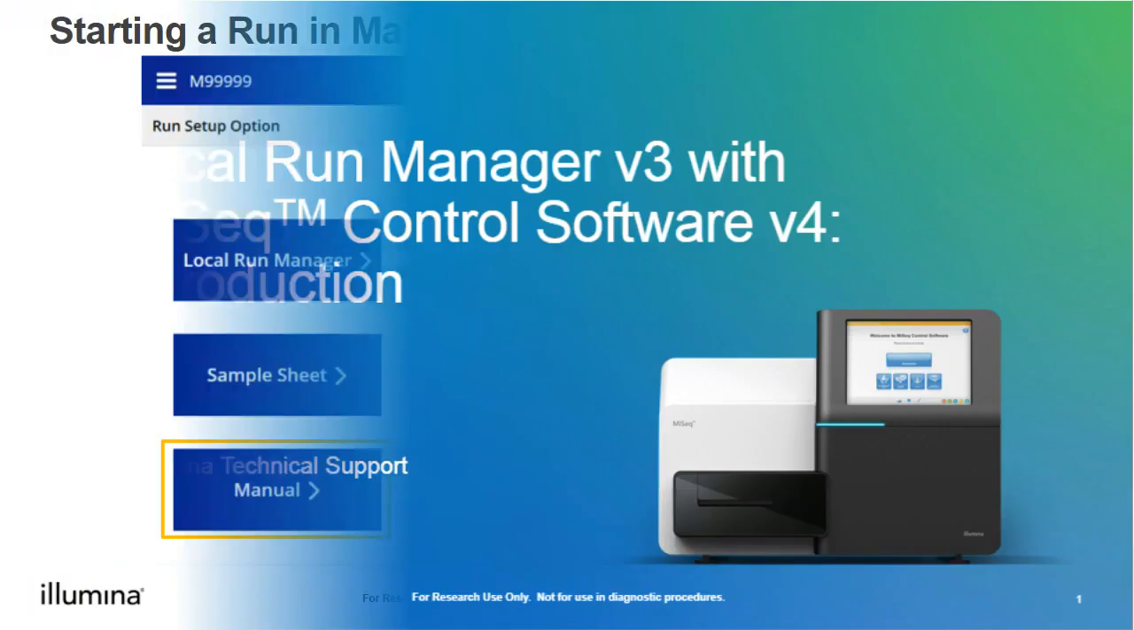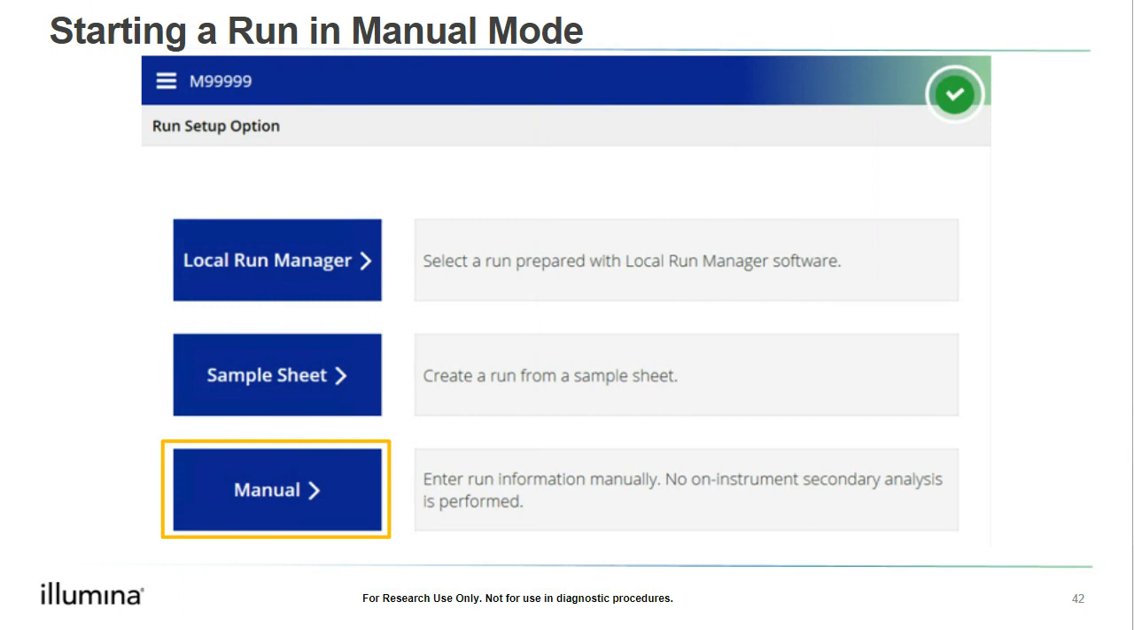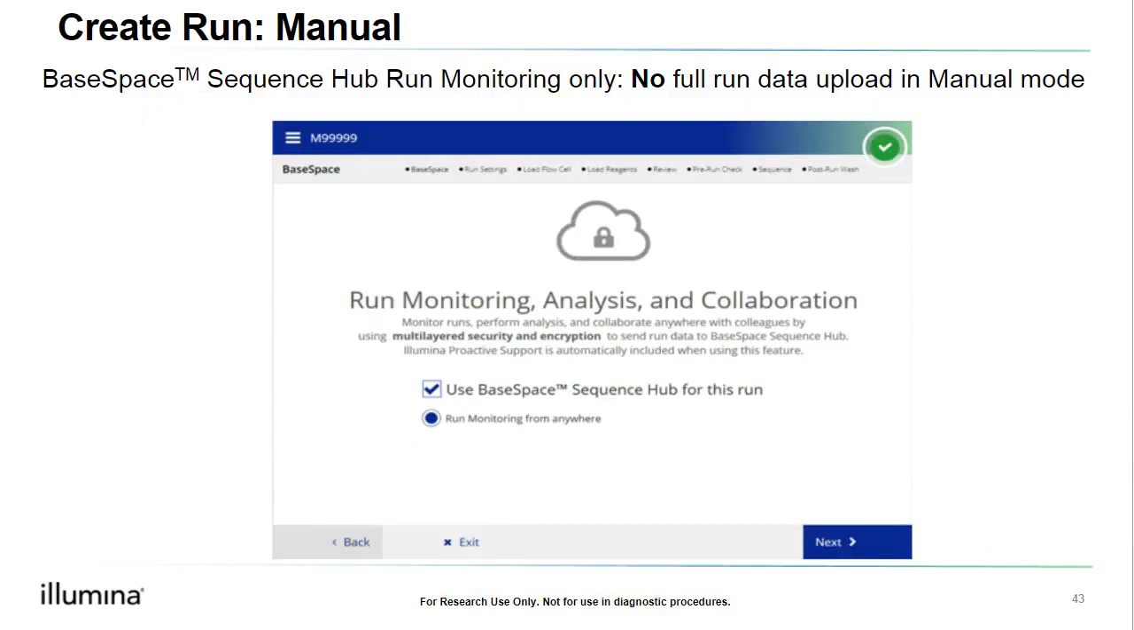The third option is manual mode. Manual mode does not allow for full run data upload. There is no sample sheet, so you do not have any sample information, but you can still use BaseSpace for run monitoring. So your metrics will be uploaded to BaseSpace, but not the run data, and you will not be able to demultiplex in the cloud in manual mode.